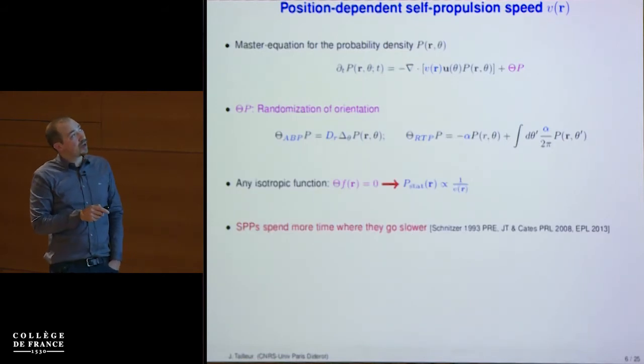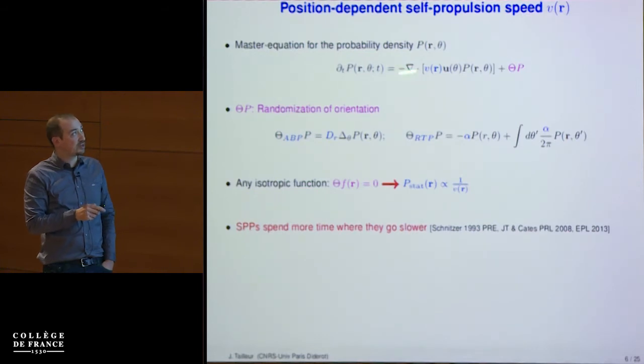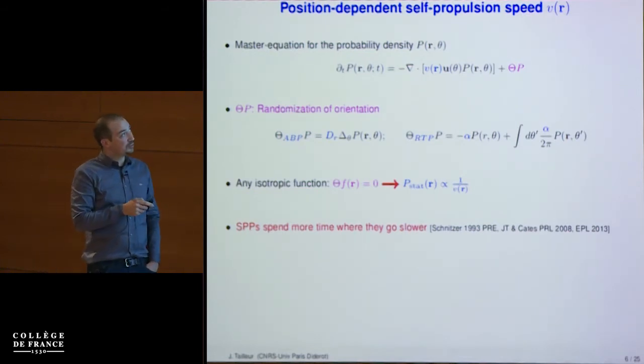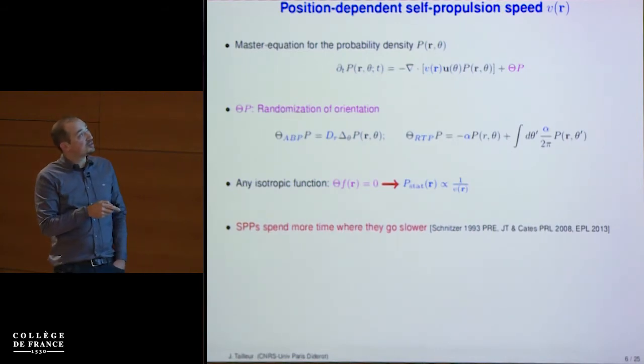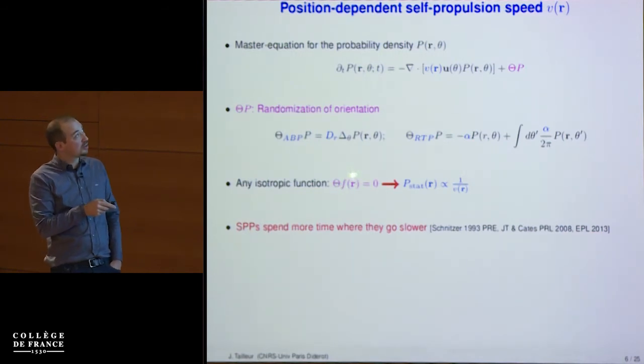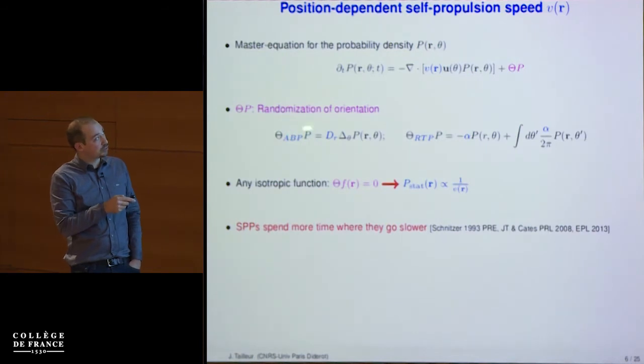Now, why am I writing this? Because if I now go back to my initial problem, and I want to compute a steady state of this, it's very simple. First, because the randomization of orientation is isotropic, if I try for p any function which is just a function of position, but not a function of angle, theta p will be equal to 0.